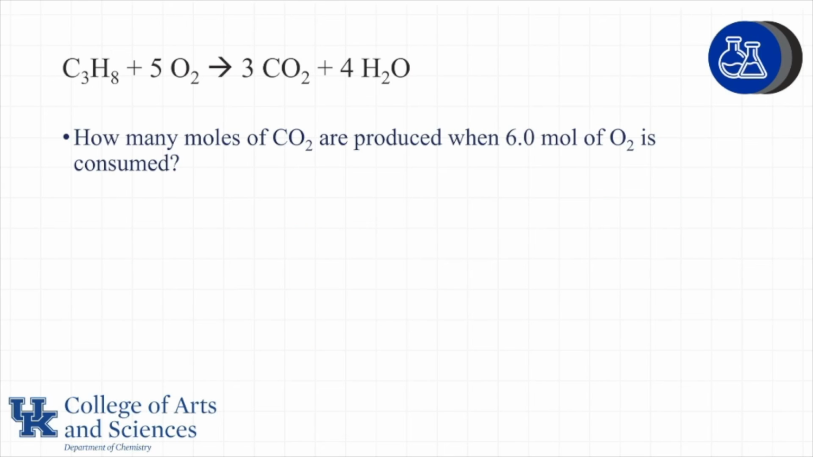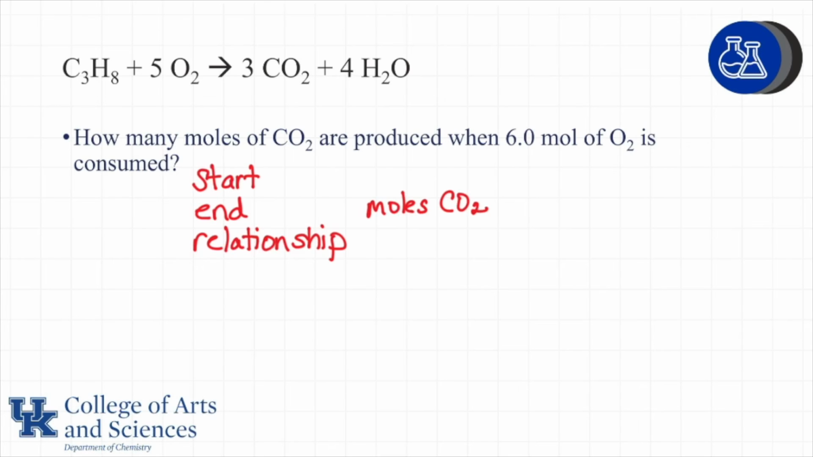How many moles of CO2 are produced when 6 moles of oxygen is consumed? We have our start, our end, and our relationship. We want to end with moles of CO2. We start with 6 moles of O2. And the relationship between them is 5 moles of O2 to 3 moles of CO2, because those are the coefficients from our balanced chemical equation. That is our mole-to-mole ratio between those two substances.